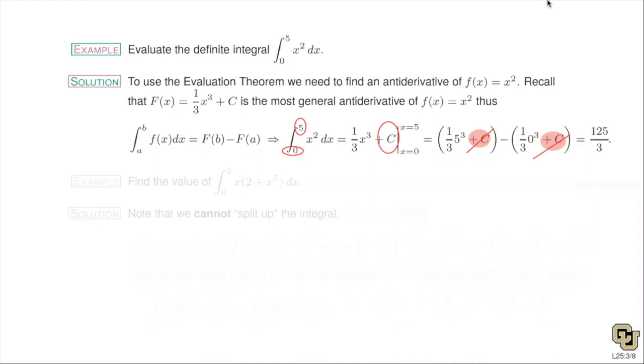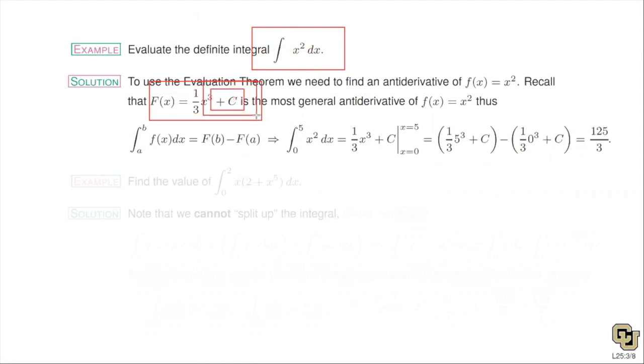So when I'm doing a definite integral, typically I won't write down the plus c. But if it's an antiderivative or indefinite integral, an integral without bounds, so here I removed the bounds up here, I'm going to want to write 1/3 x cubed plus c. For the definite integral, it's really not necessary because it'll cancel.